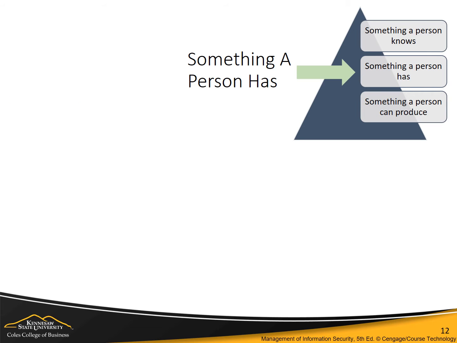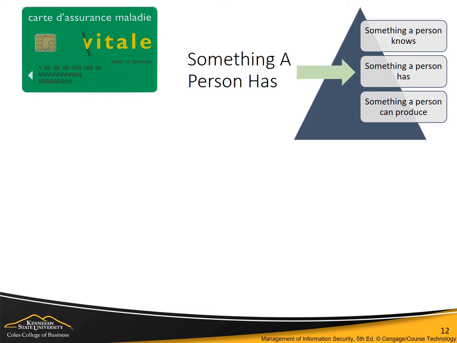Now let's look at something a person has. These could be smart cards or handheld tokens or cell phones, for instance. Here you see a picture of France's healthcare smart card. Does it look familiar? See the embedded chip? That's the way most credit card companies have recently been improving security.